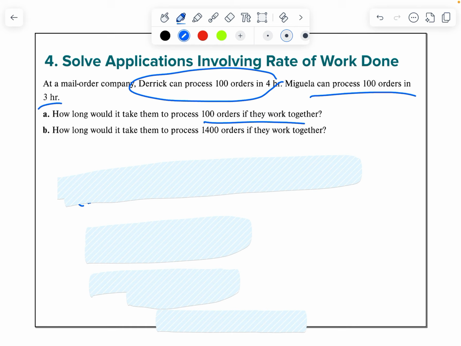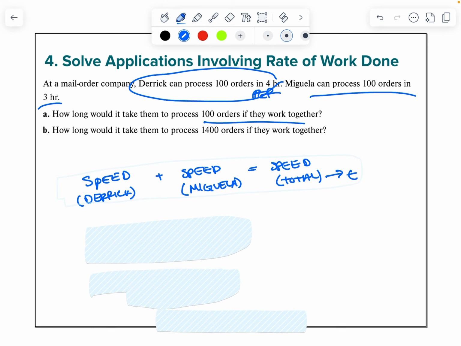Derek processed 100 orders per every 4 hours. 100 per is the same thing as per. 100 orders per 4 hours. That means that we could set that up as a fraction. If you see per, you could set it up as a fraction. 100 orders in 4 hours, we could set it up as a fraction.